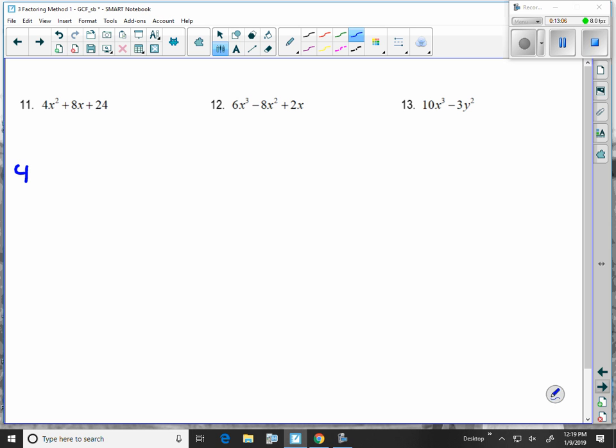But we can pull out a 4. So we're going to divide every term by 4. So we should get an x squared plus 2x plus 6. Okay, try number 12 on your own.